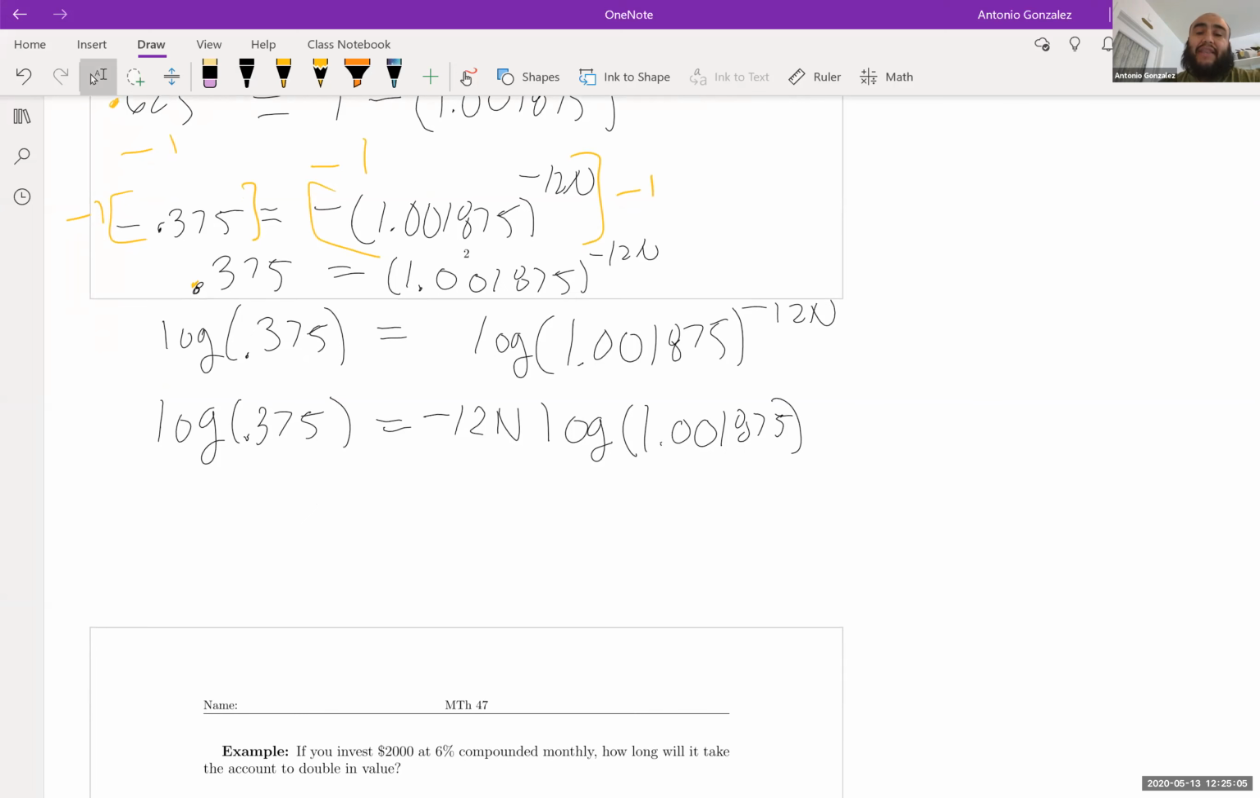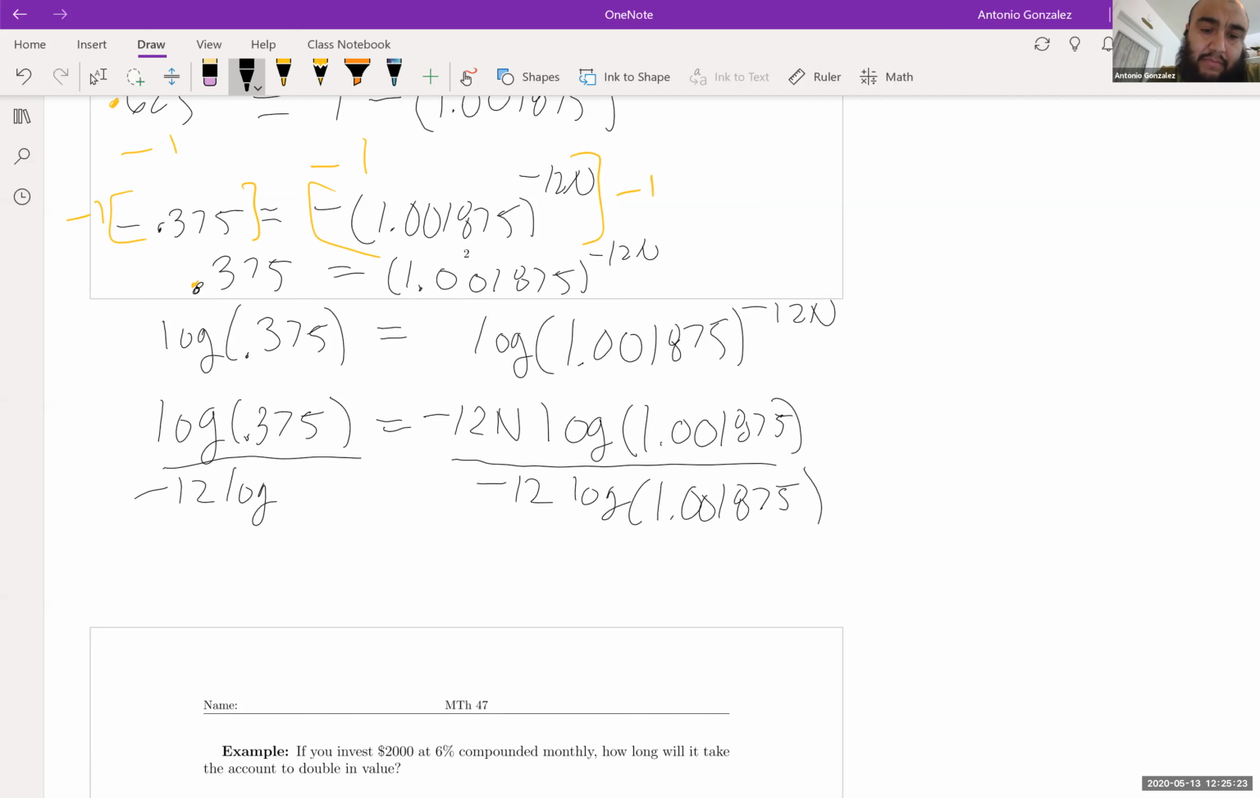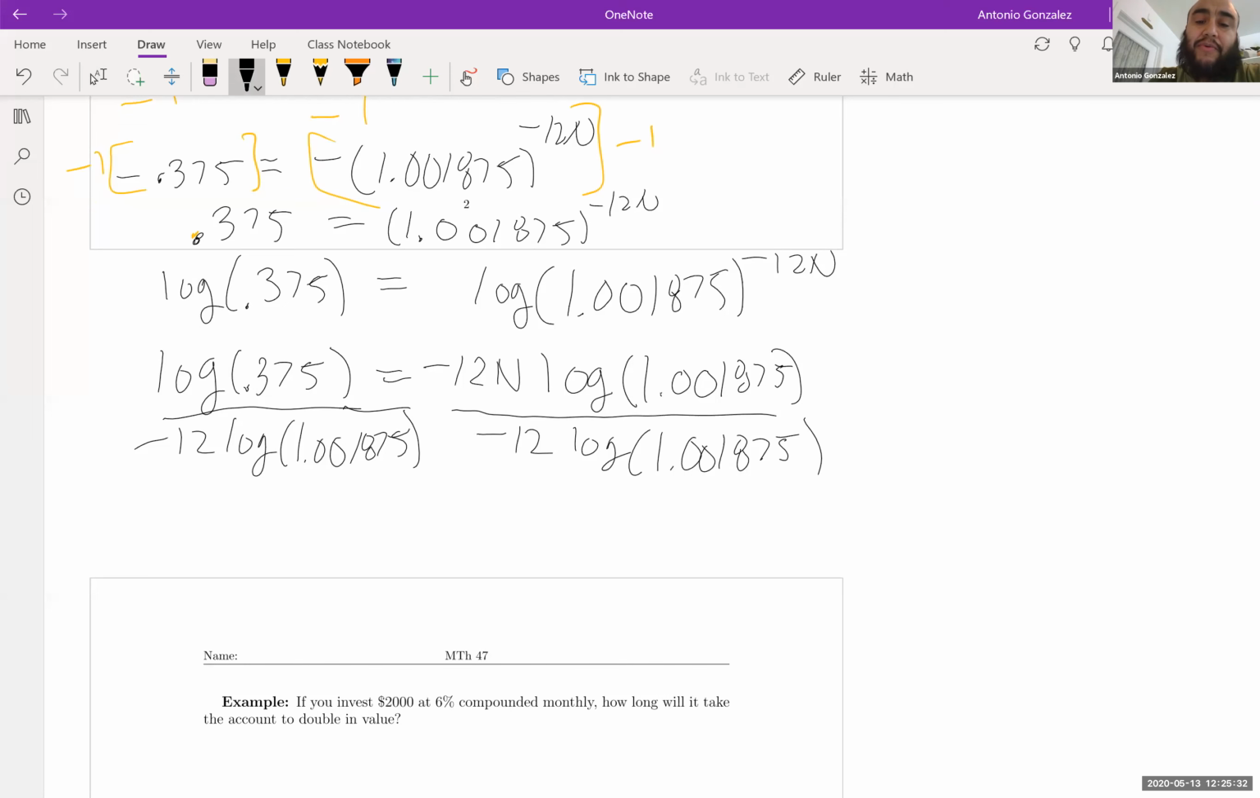And now I can divide both sides here by -12 log 0.001875. And again, the reason for doing that is we see that reduces to 1, and that reduces to 1. So on the right side of the equation, I'm left with n, which is what I want. I want n equals something.